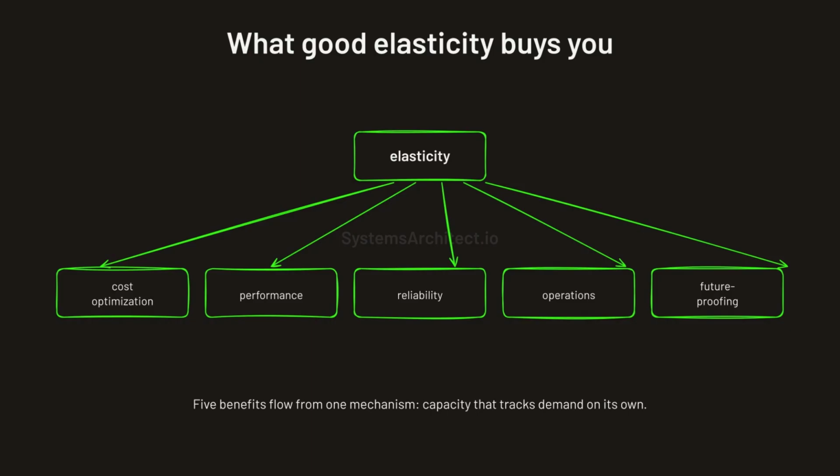Cost optimization is the headline benefit, since you pay for capacity only while demand actually needs it. Performance holds steady because new capacity arrives automatically. It shows up before a spike turns into a slowdown. Operations get simpler. Scaling decisions no longer wait on a person watching a graph. Reliability improves too. A failed instance is detected and replaced by the same mechanism that handles growth. Future-proofing follows naturally, since the same policies absorb next year's traffic without a redesign.